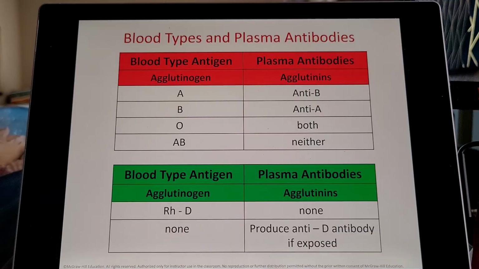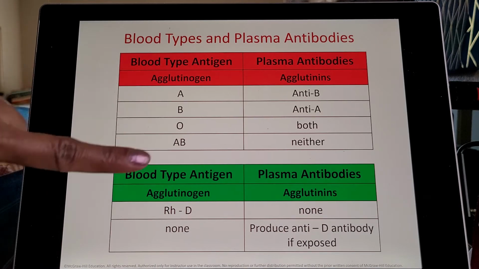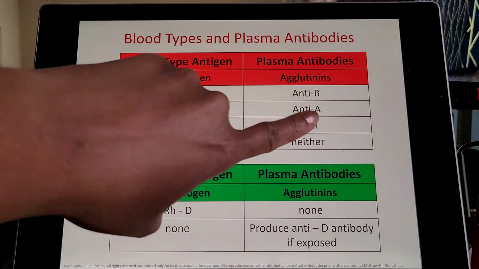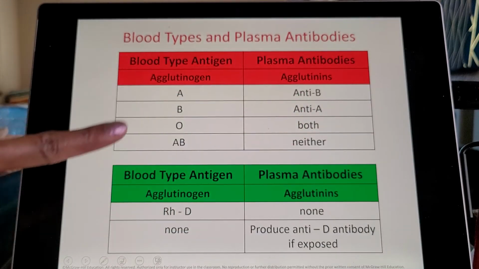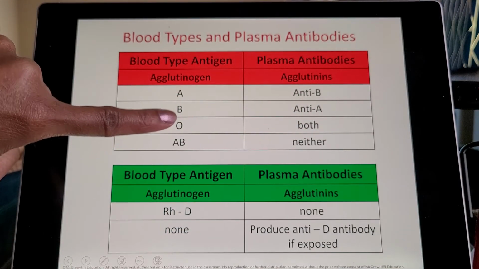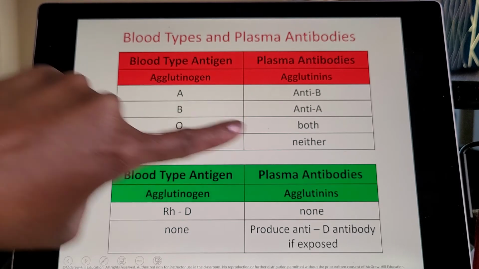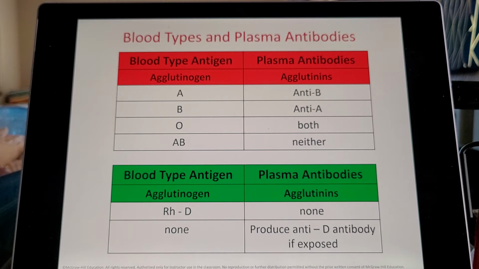Okay, so blood type, you actually do need to know this chart. So what blood type and what antibody or agglutinins that they make. So if we have the agglutinogen A, it makes the anti-B antibody against the B blood type. B makes anti-A antibodies, so the B blood type is going to have the B agglutinogen, but the A agglutinin. The O blood type doesn't have either the A or B agglutinogen, and so it's going to make both anti-A and anti-B agglutinin. So it's going to make antibodies against both of them.